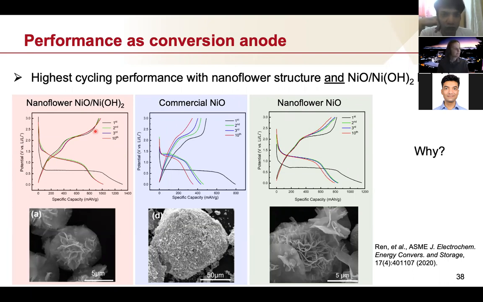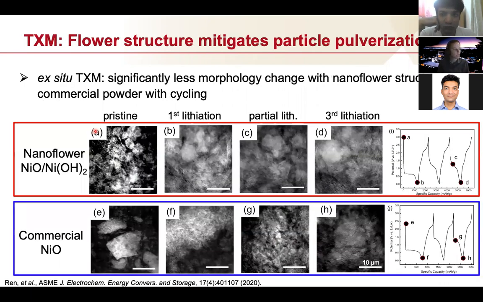So the first thing we've done is we looked at the transmission X-ray microscope, and this is done ex situ this time, just because of the amount of time we had. We didn't do in situ, but we are able to see, this is just 2D imaging, black and white, of the commercial nickel oxide on the bottom and the nano-flowered hybrid on the top. And we're looking at 4 different locations: pristine, first lithiation, partially through the third lithiation, and then the third delithiation, and then the third lithiation.